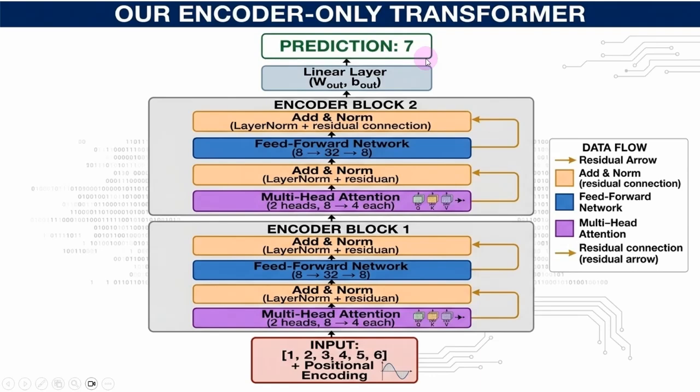We're using 2 encoder blocks, 2 attention heads, and a model dimension of 8. These numbers are tiny compared to the original paper, which used 6 layers, 8 heads, and 512 dimensions, but they're perfect for learning our simple arithmetic pattern.